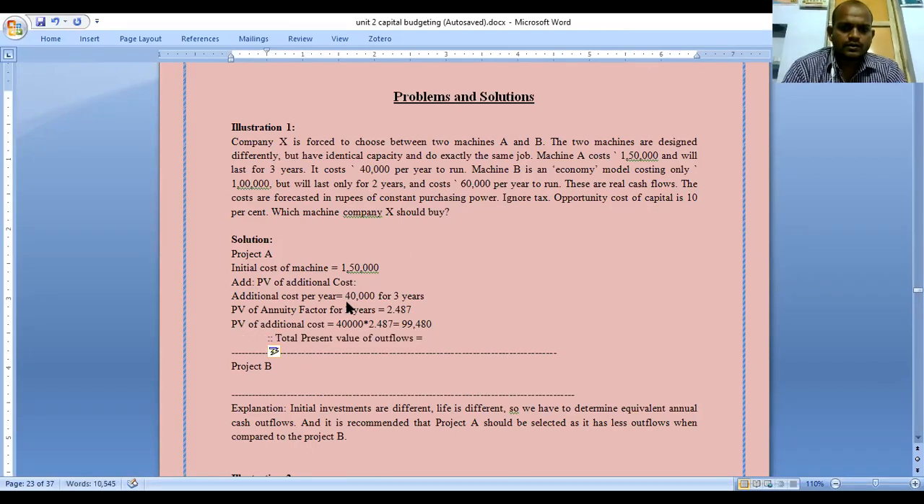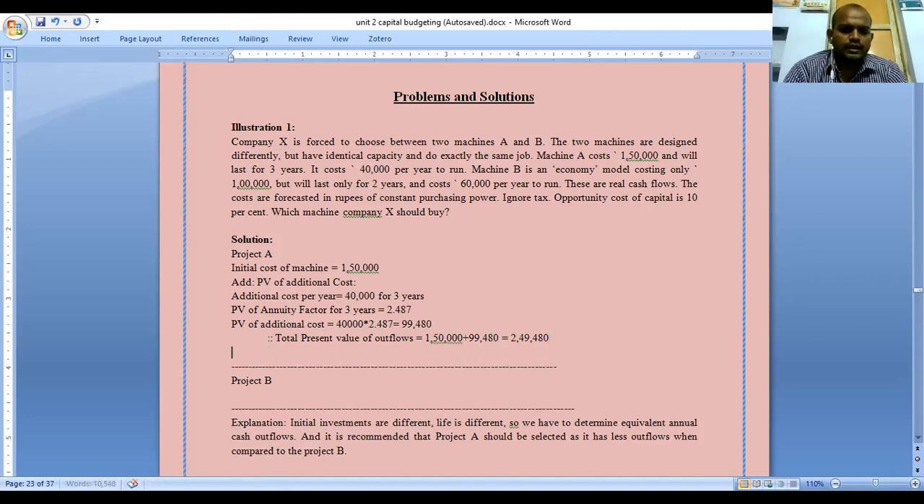So total present value of outflows, that is 1,50,000 plus 99,480. It amounts to 2,49,480.